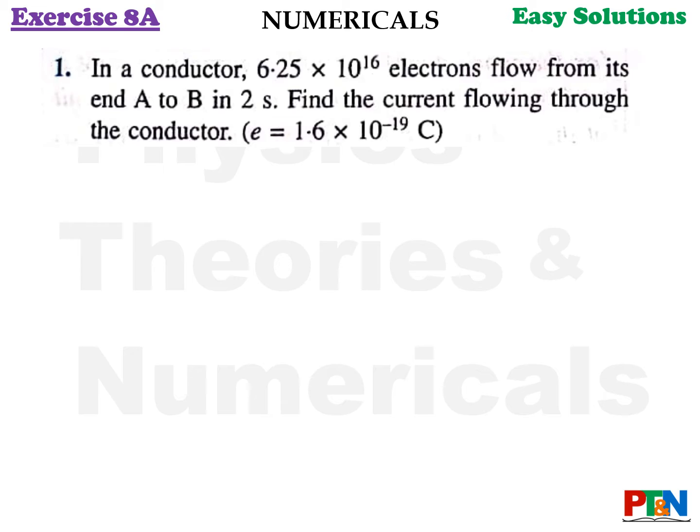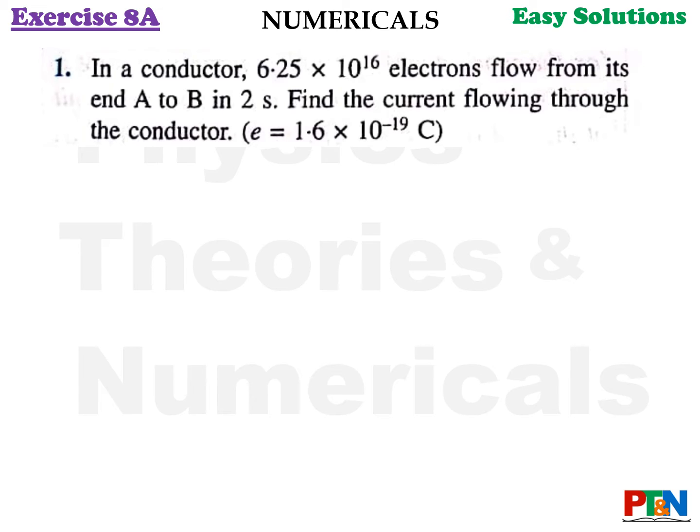The first numerical says: in a conductor, 6.25 × 10^16 electrons flow from its end A to B in 2 seconds. Find the current flowing through the conductor. The charge of an electron has been given as 1.6 × 10^-19 coulomb. You need to find out the current. The number of electrons flowing in 2 seconds has been given.